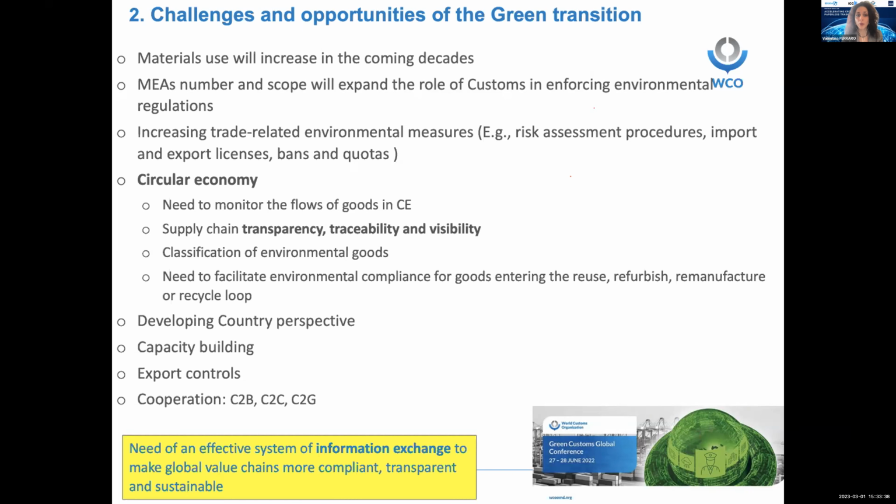There is another point that is very important, that is the need to ensure that we have specific attention to the developing countries' perspective in the way they need to adapt in this transition towards green economy. And this requires capacity building and a specific focus on export controls, but most importantly, an enhanced cooperation of customs to customs, customs to business, and customs to other government agencies. Overall, there is a need that was recognized for an effective system of information exchange to make these global value chains more compliant, transparent, and sustainable.